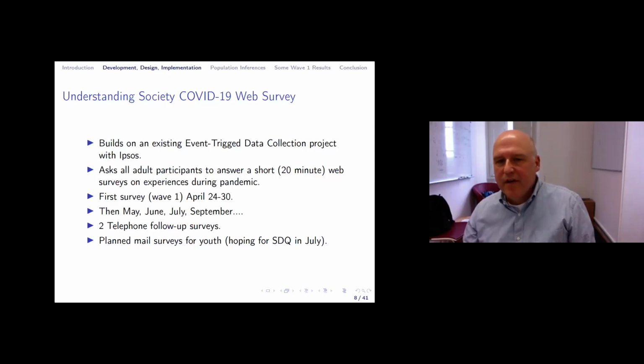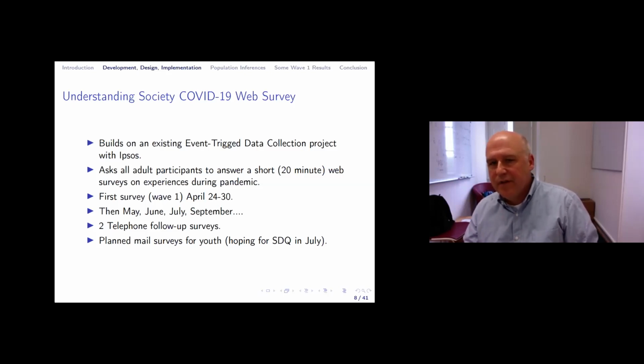And so what we decided was we could also do event-triggered data collection for an aggregate event rather than an idiosyncratic event. So we decided to do event-triggered web data collection for COVID-19. We asked all adult participants to answer a short 20-minute web survey on experiences during the pandemic. The first wave went into the field at the end of April. The second wave was in the field at the end of May. We'll be going, I think tomorrow, into the field for June. We have a planned survey for July, and then we're going to September.